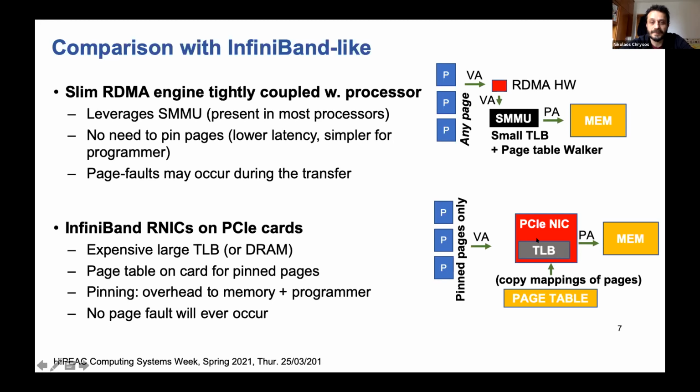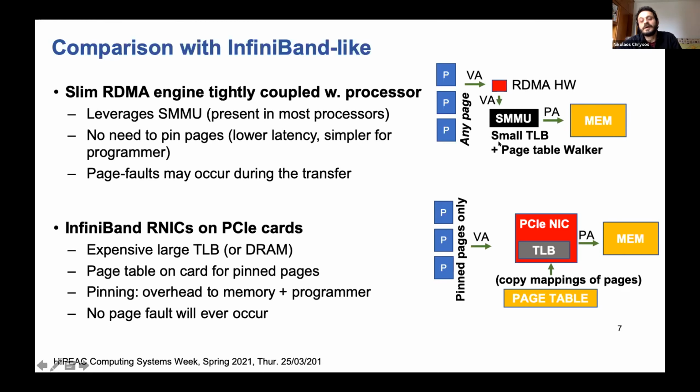Traditionally, RNICs, which are InfiniBand-like, occupy a PCI NIC. They're quite bulky, if you see them, because they need to host a big TLB translation lookup table. Whereas in our case, we leverage the system MMU. The users issue transfers, and these transfers have virtual addresses. In order to access memory, we pass these virtual addresses through the system MMU, and there we make the translation.